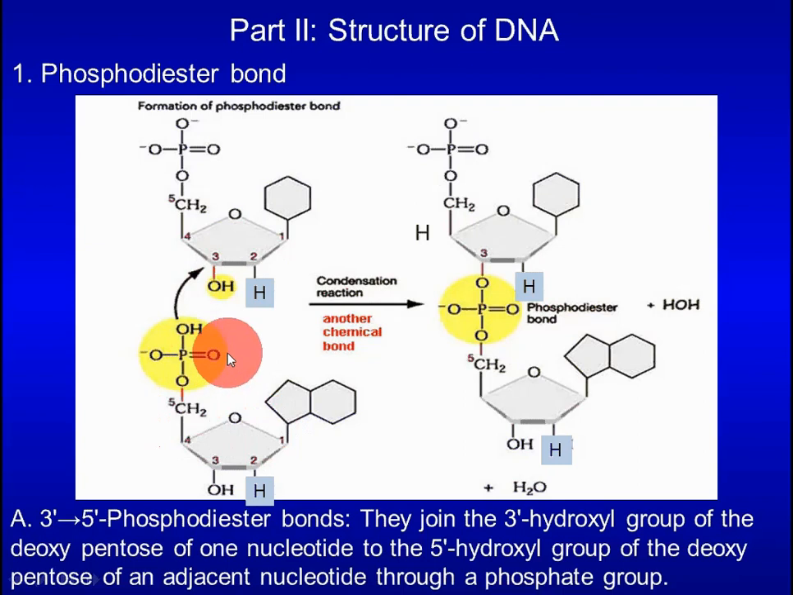These represent acid and these represent alcohol. So the bond between acid and alcohol is an ester bond. Between this acid and alcohol, there's another ester bond. That's why this is called a phosphodiester bond.